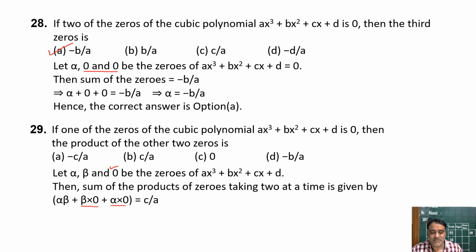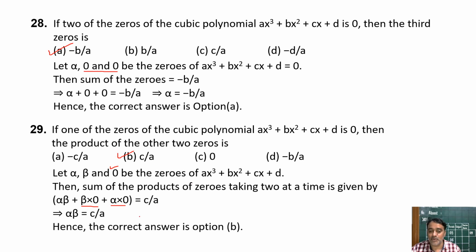So alpha beta will be equal to c by a. Which option is the correct one? Option B. Did you understand this question? We have to find the product of the other two zeros. So this is a very easy question.